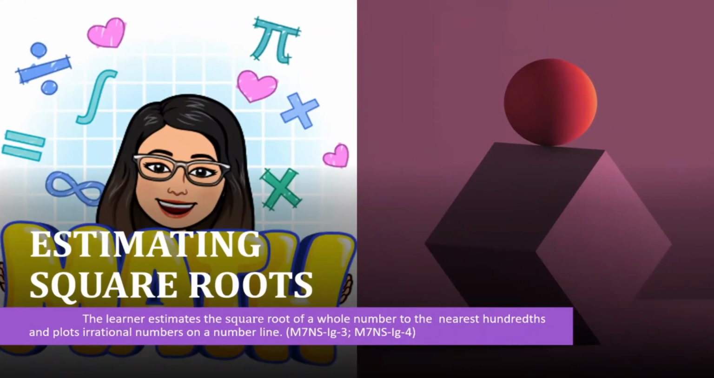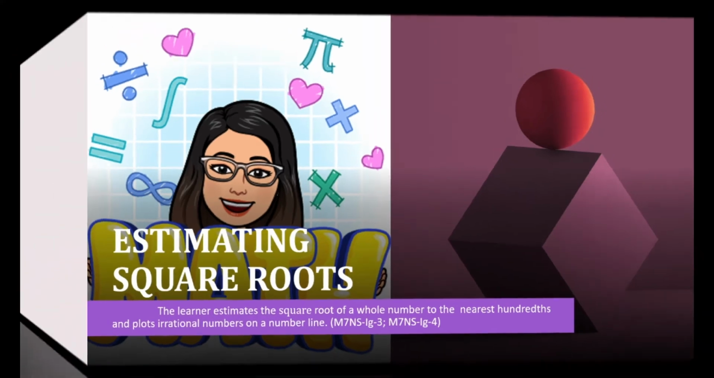Today's topic is about estimating square roots. At the end of this video lesson, the learner will be able to estimate the square root of a whole number to the nearest hundredths and plot irrational numbers on a number line.